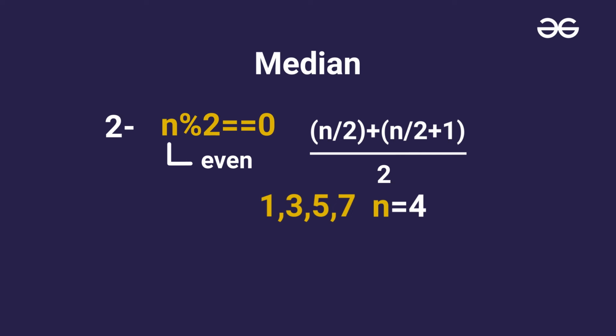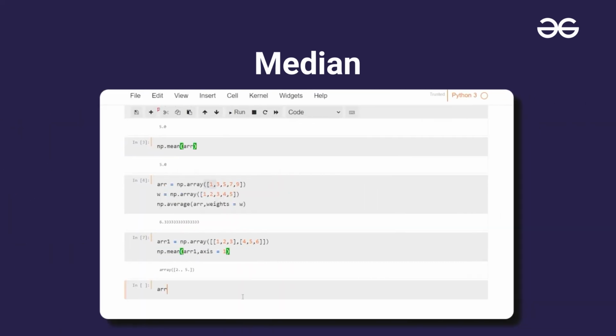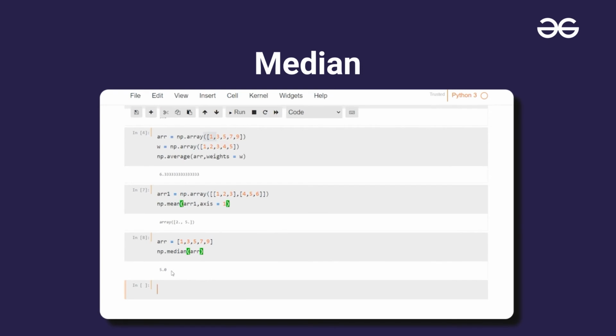So n divided by 2. Basically you check the two middle elements. The two middle elements would be 3 and 5. So 3 plus 5 divided by 2 is equal to 4. So 4 would be the median of this array. We have a function in place for that. If the array is 1, 3, 5, 7, 9 and we call np.median of the array, we get 5. If I remove the 9 and now I check the median, it is 4.